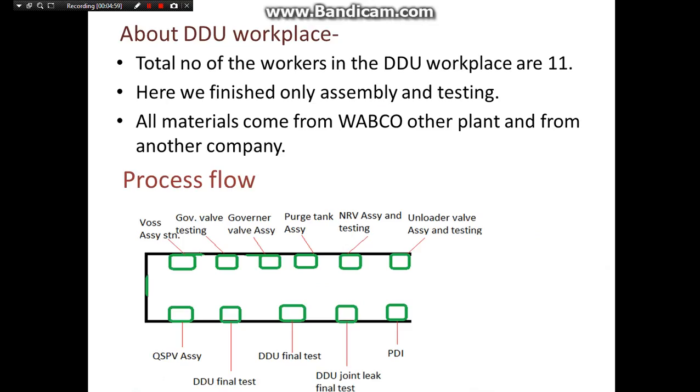Process flow. First of all, in the company we do the unloader valve assembly and testing. Then we go to the NRV assembly and testing. Then we go to the purge tank assembly similarly. And the last one is the PDI, that means pre-delivery inspection.